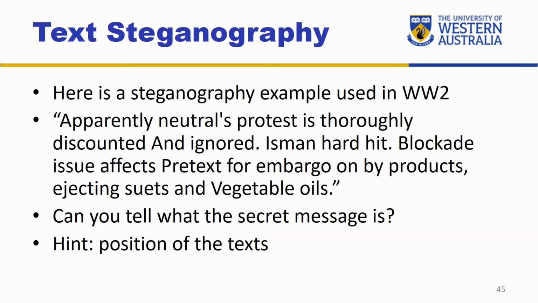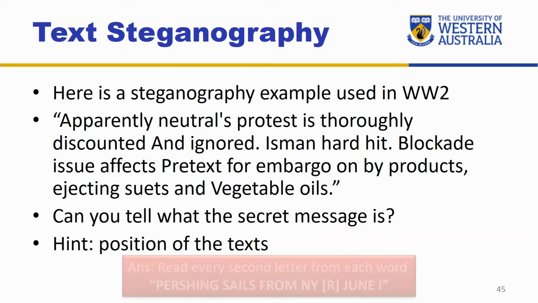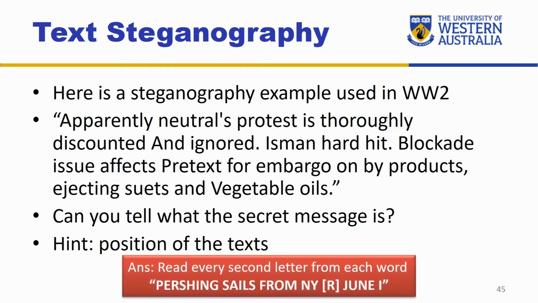Have you figured it out? Well, the answer is you can retrieve the embedded secret message by reading every second letter from each word, and you will retrieve the message: Pershing sails from New York on June the 1st. I looked up Pershing, and he was a senior army officer from the US.